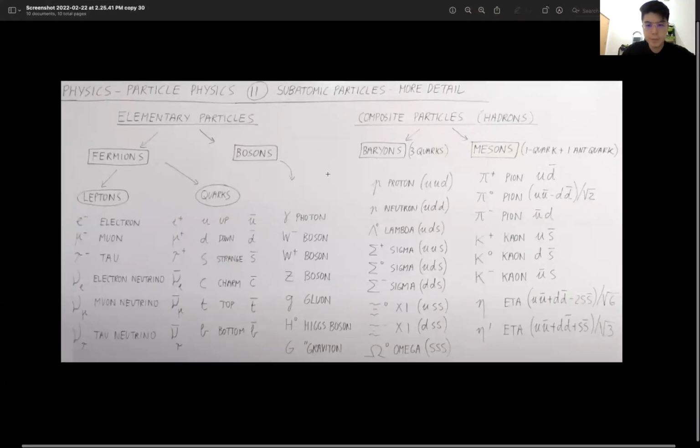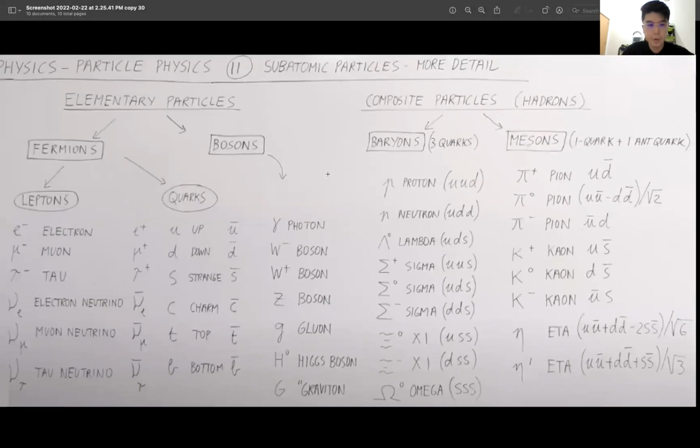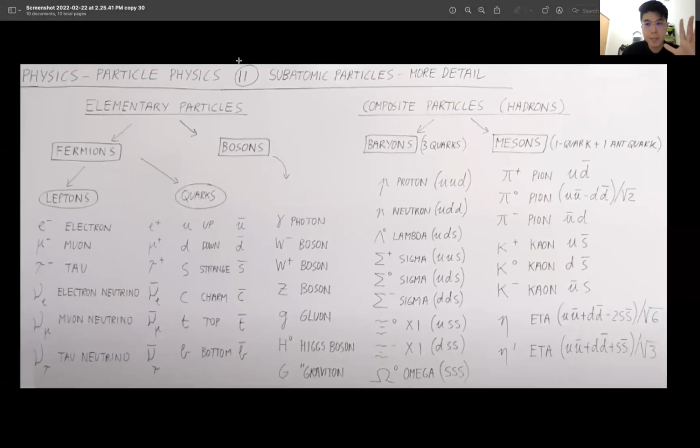Right, this one is the list of all the particles. Okay, no need to memorize all. I will tell you which one to take note of, just to see the entire picture of it. The same category, nothing has changed, same category from the previous one. You're just seeing all these particles under each category.